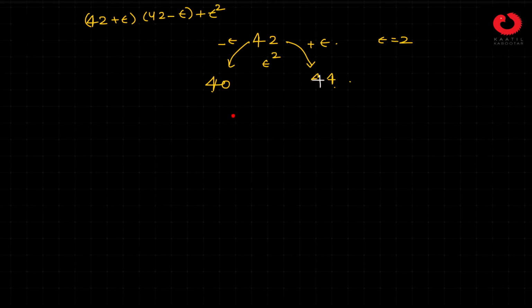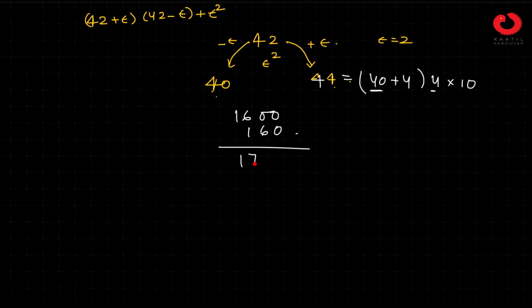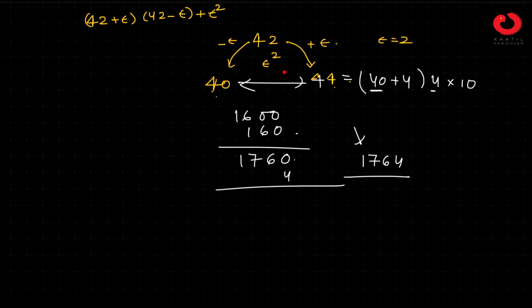So I will be doing this multiplication as 1600, seeing 44 as 40 plus 4. When I multiply with this 4 cross 10, it will be 1600 plus 160. So it's 1760 and plus 4, so this will come as 1764. Okay, I hope this is very much clear to you. You just have to drop it by some number, increase it by some number, then multiply these two and add the square of it.